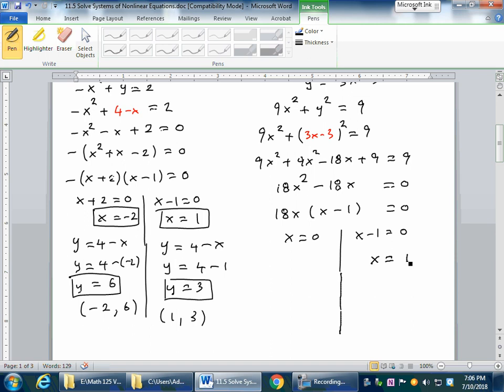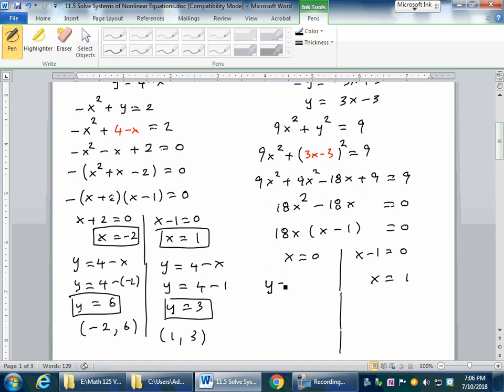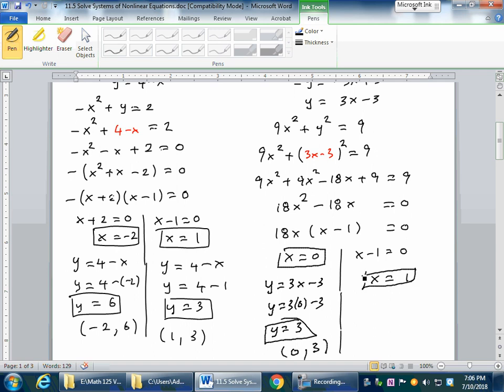Now I have to work on that part to get my y value. So that means I'm going to substitute into y equal to 3x minus 3, with x is 0, so 3 times 0 minus 3, so my y is equal to negative 3. So I got an ordered pair solution, which is (0, -3). To get another solution, I'm going to substitute x equal to 1 into this equation. So y equal to 3 times 1 minus 3, which is y is equal to 0. So I got (1, 0) for the other solution. So we got two solutions right here.